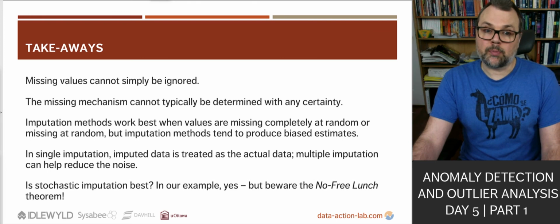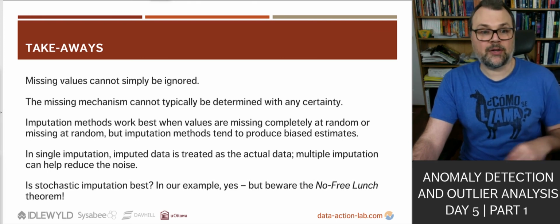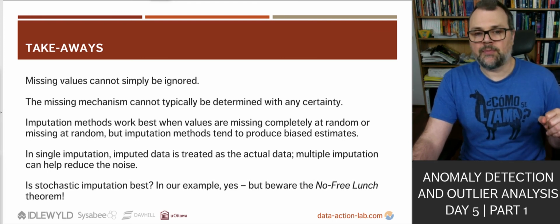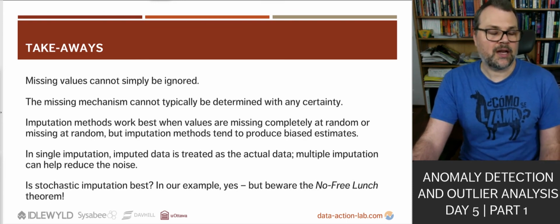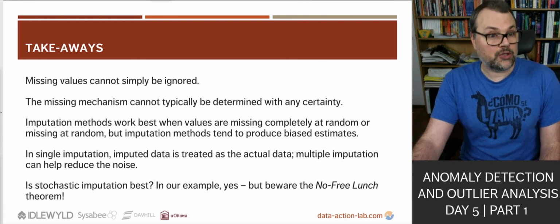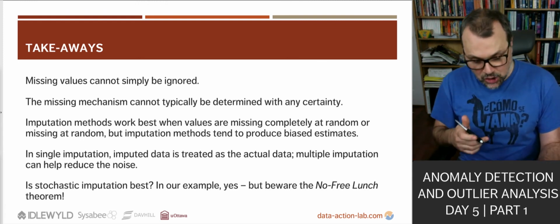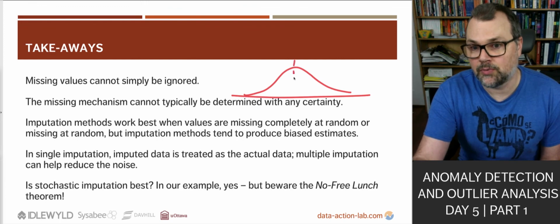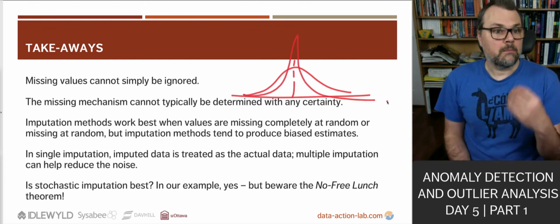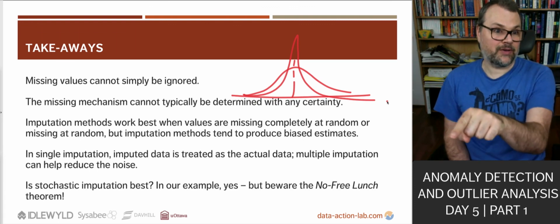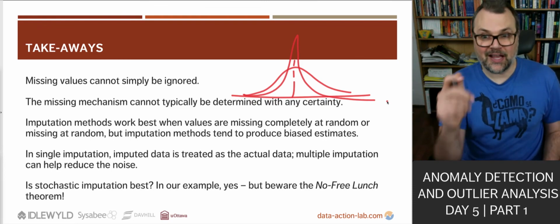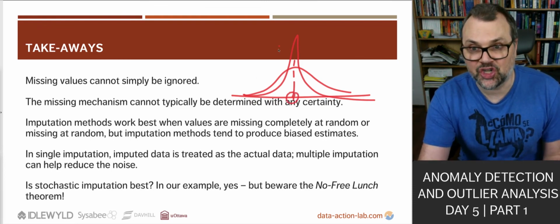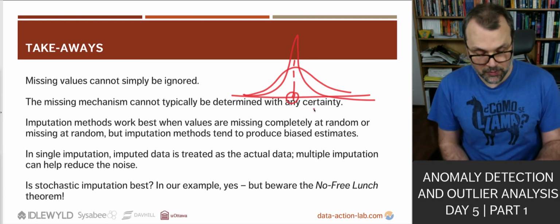Your methods will work best if the values are missing completely at random or missing at random, but imputation methods will produce biased estimates. You cannot get away from that. If you use the mean imputation method, for instance, you're going to be creating spikes wherever the mean would be, because you're adding more values at that specific location. So you are artificially changing the nature of the distribution. The value of the center would not change, but the shape of it would change. And that could be problematic.